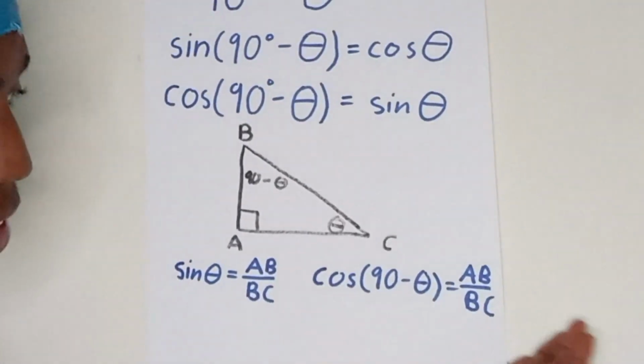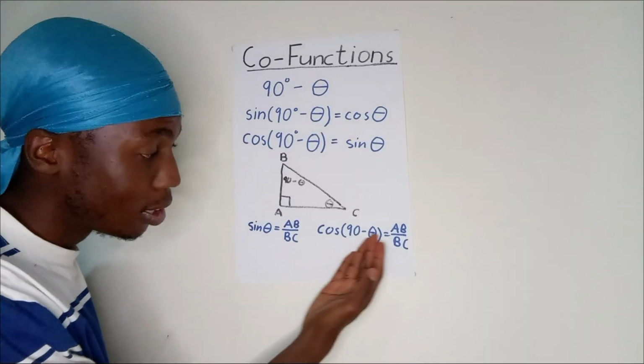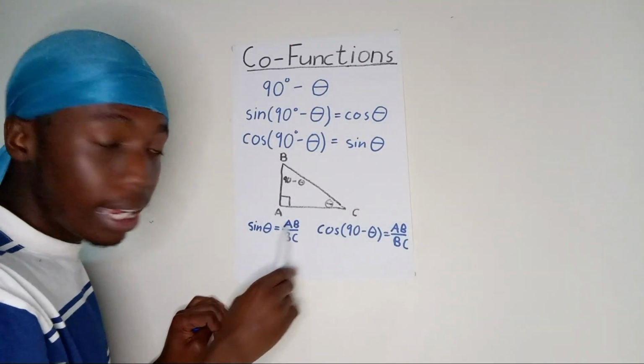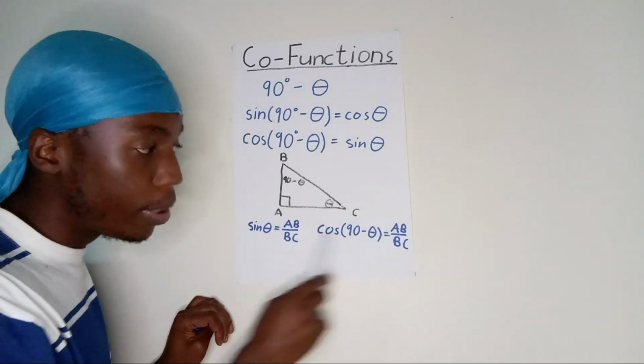Are you guys seeing what I'm seeing now? Now, if you look at it, both sine theta and cos 90 minus theta are AB over BC.